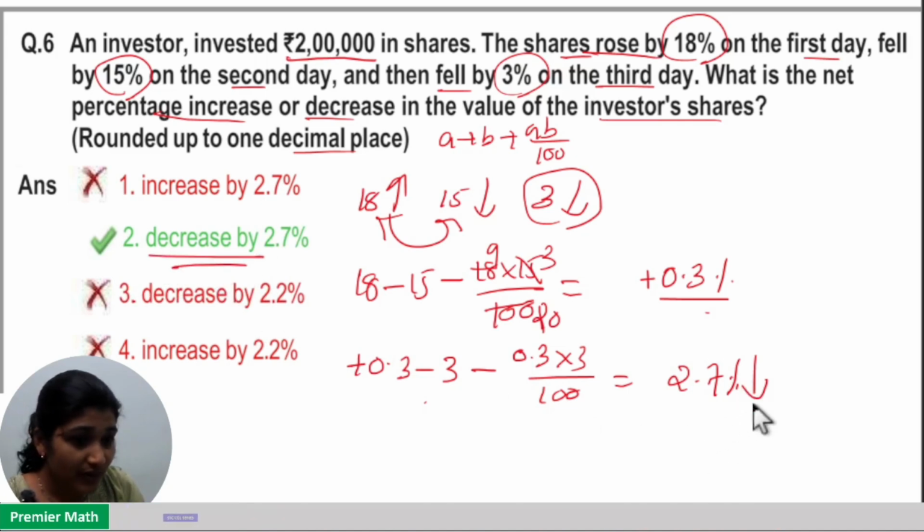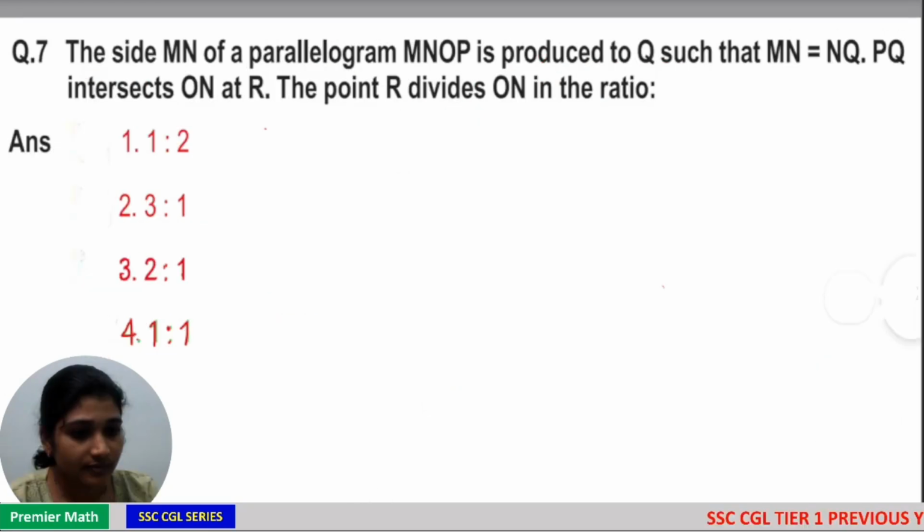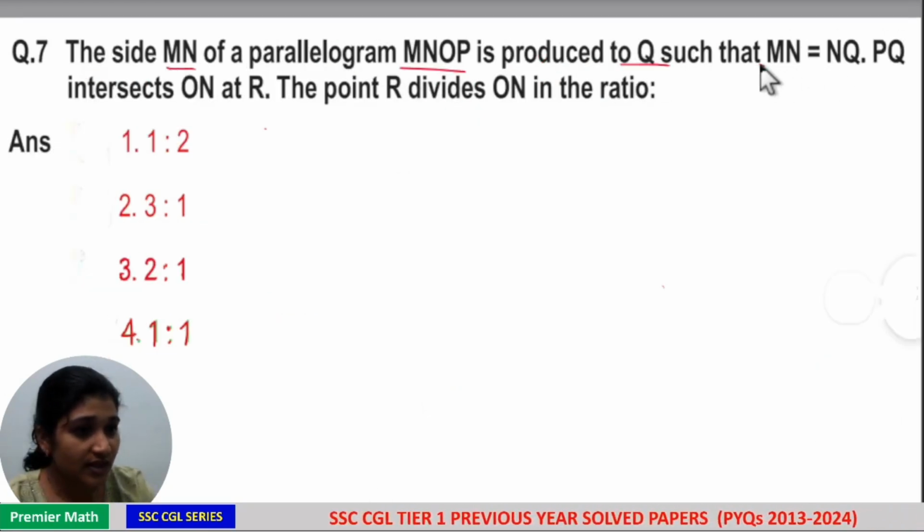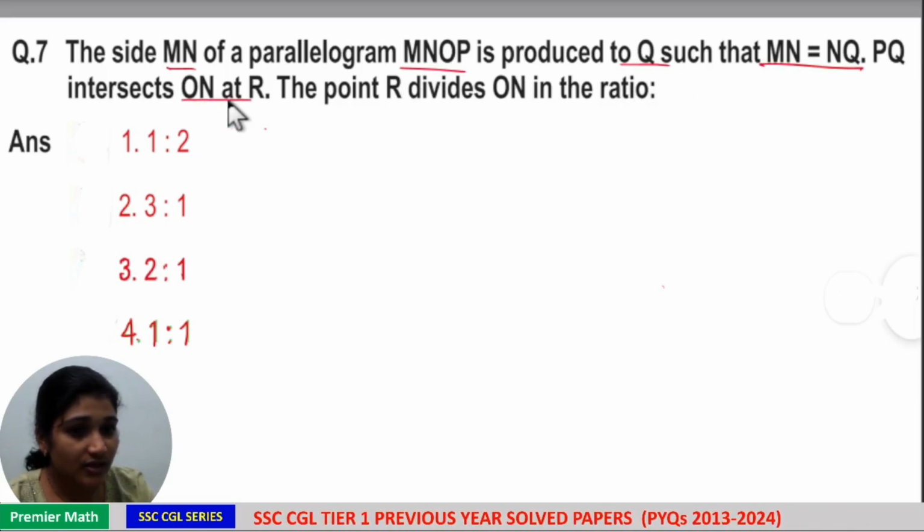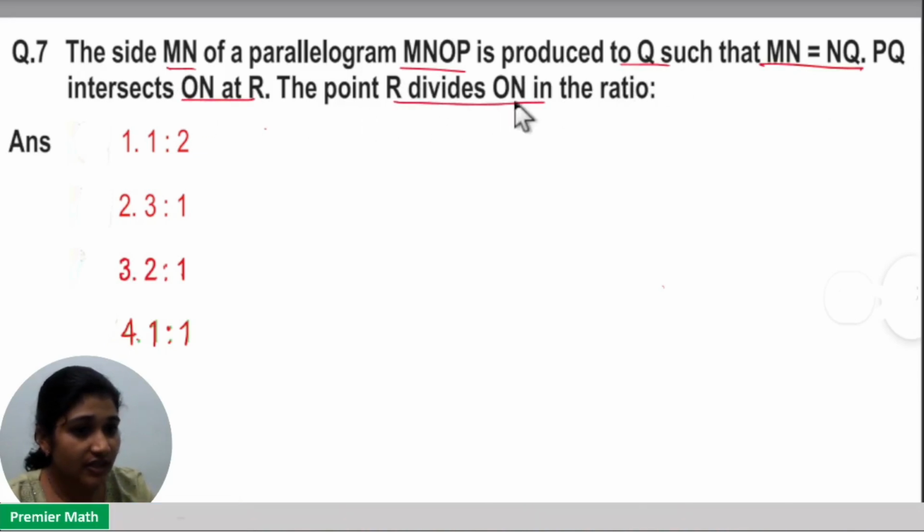Actually this is 2.7 minus 0.009. We can ignore this. The side MN of a parallelogram MNOP is produced to Q such that MN is equal to NQ. PQ intersects ON at R. The point R divides ON in the ratio.